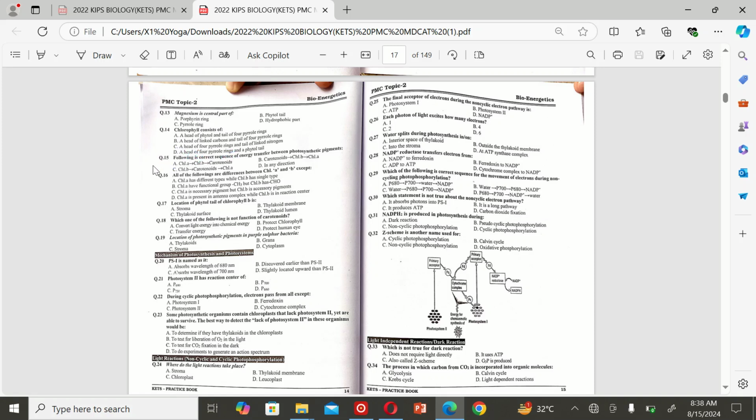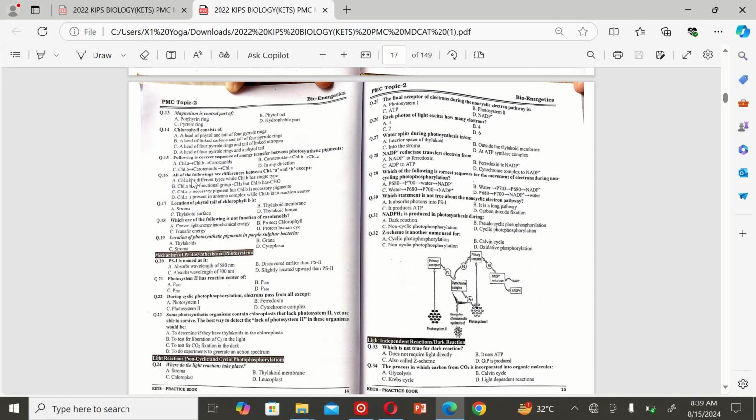The next MCQ is: which of the following is the correct sequence of energy transfer between photosynthetic pigments? A. Chlorophyll a, chlorophyll b, carotenoid, B. Carotenoid, chlorophyll b, chlorophyll a, C. Carotenoid, chlorophyll a, chlorophyll b, and D. In any direction. So the correct option is B, carotenoid, chlorophyll b, and chlorophyll a.